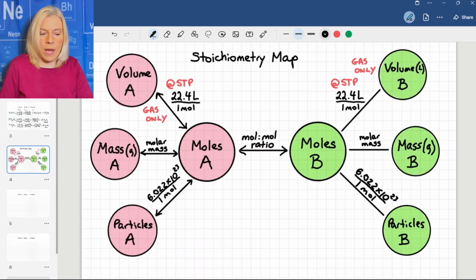So here is our map. And I think it's time to make things a little bit harder, because we just went this one from grams to moles to moles to grams. Let's go and do a little bit harder problems. Are you ready? I'm ready.